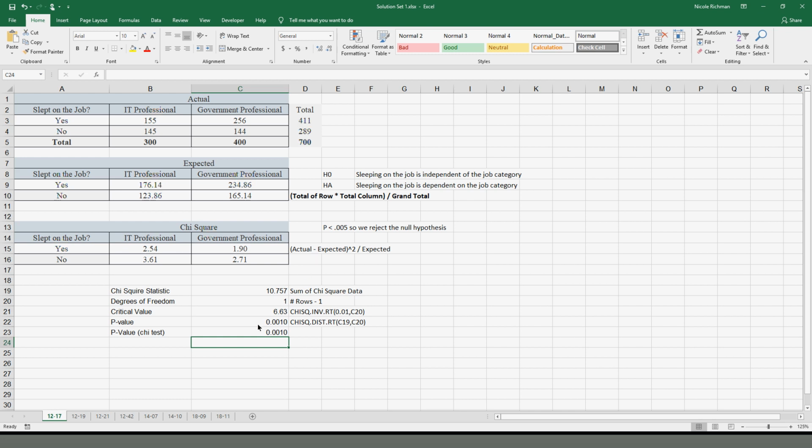But because our p-value is less than 0.005, we reject our null hypothesis in this case. So our null hypothesis was that sleeping on the job is independent of job category, which means that we accept our alternative hypothesis that sleeping on the job is dependent on job category.